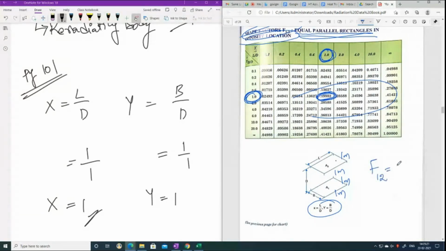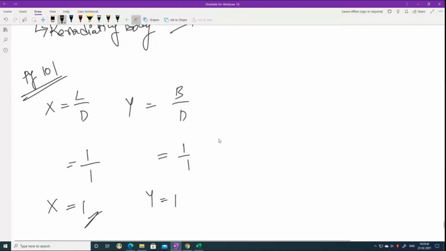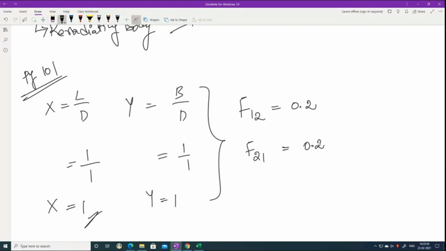F12 will be equal to 0.2, 0.199 is 0.2. The same thing can be taken for F21 also. F21 is also 0.2. Why am I taking F21 as the same? Because both are having the same dimensions. Okay, you will get the same one. So I got the shape factors F12 is equal to 0.2 and F21 also is equal to 0.2. Okay, let us keep it aside.